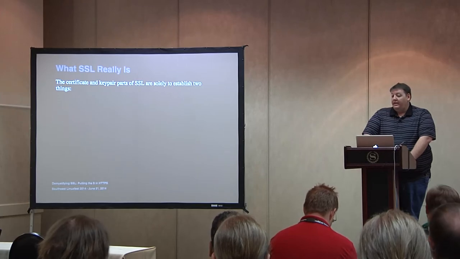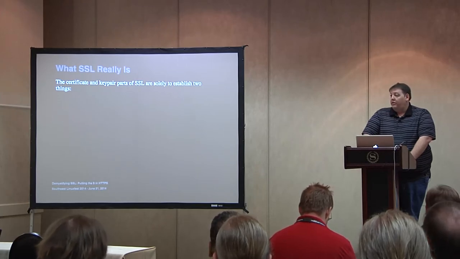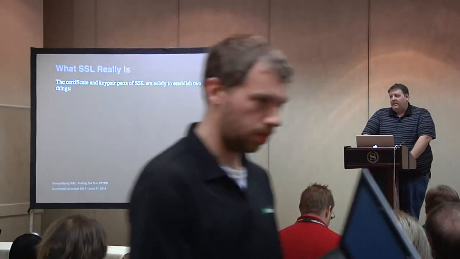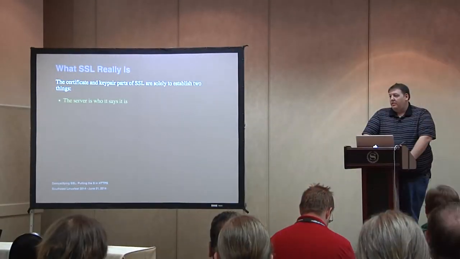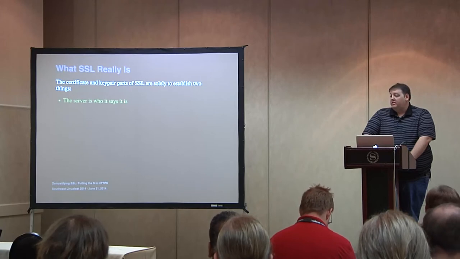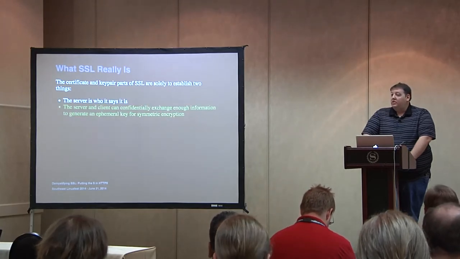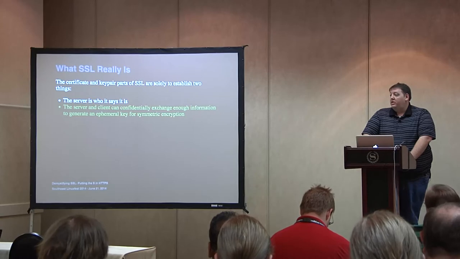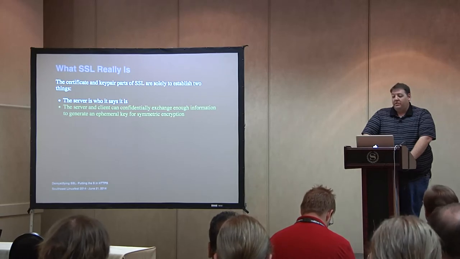So the certificate and key pair parts that we focus on are at the beginning, and they're really only for two things. Again, the authenticity of the message. Is this server who it says it is? And can the server and client exchange information confidentially at the very beginning of the transaction?